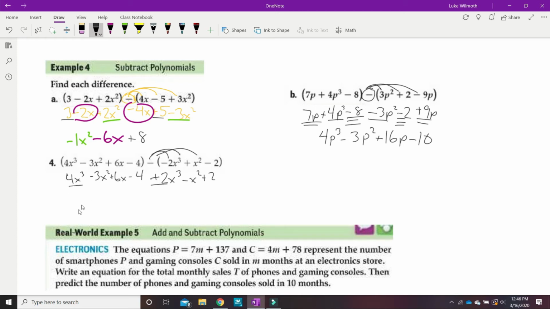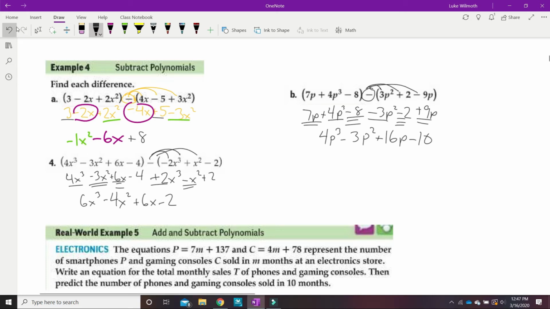Now I'm going to combine these terms here. 6x cubed minus 3x squared, and minus, that's a 1x squared there, so I have minus 4x squared. I've got a plus 6x that doesn't combine with anything, and then minus 4 plus 2 is going to be minus 2.